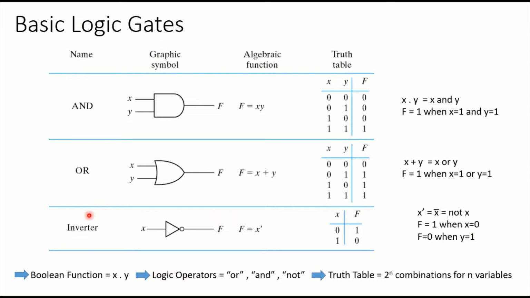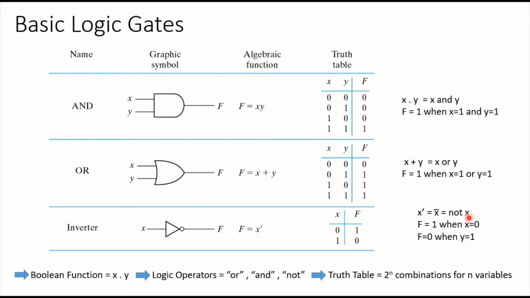Now the third gate is the inverter. This is also known as the NOT gate. This is a single input gate. The single input is x. The output of this gate is taken from f. So the algebraic or Boolean function, we can write f equal to x bar, x dash. This x dash can also be written as x bar. This can also be written as not x.